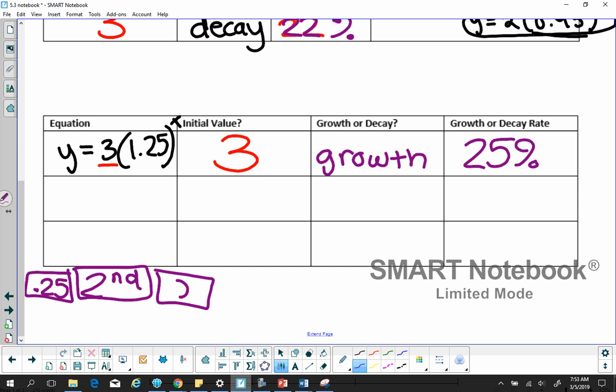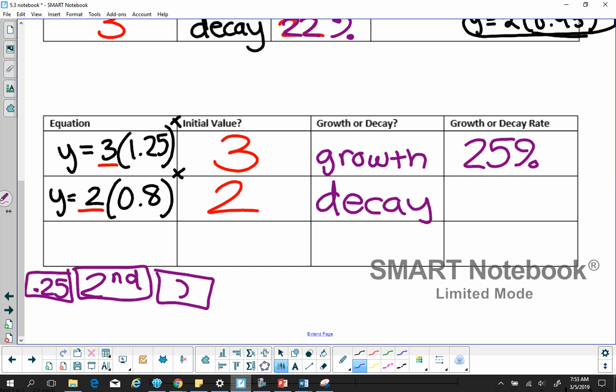So the next one we're going to look at is this equation. So it's y equals 2 times 0.8 to the x. So now what's the initial value here? 2. Is it growing or decaying? Decaying. Why? Why would it be decaying and not growing? Because it's less than 1.